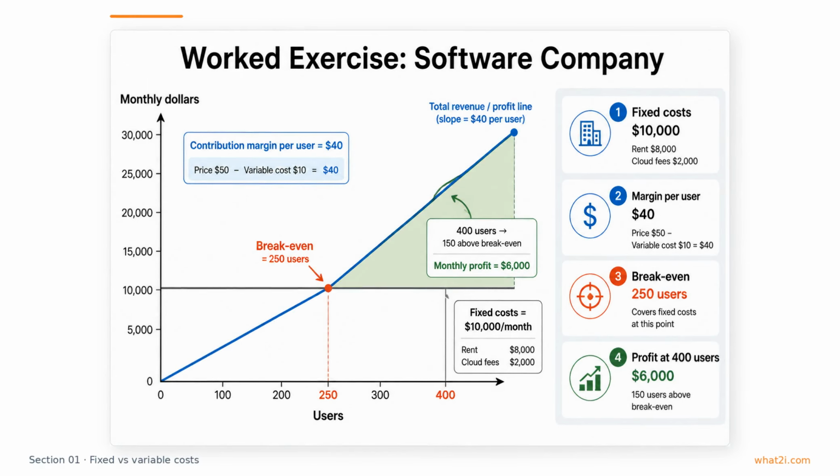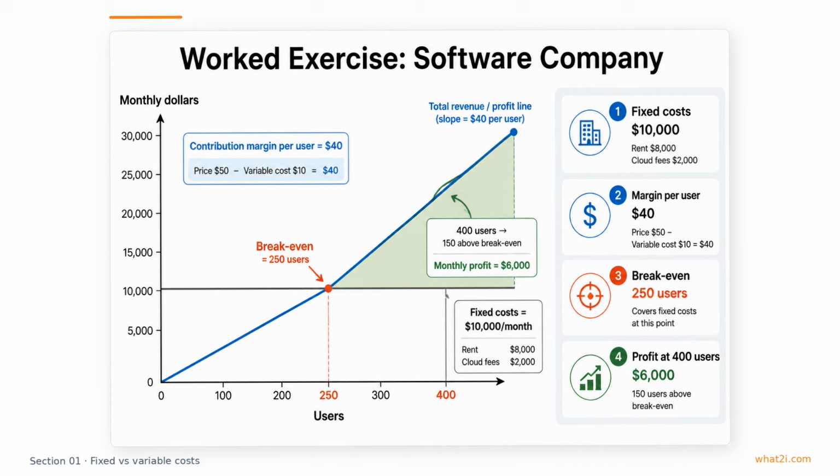The same logic works for a software subscription business, even though the product is digital rather than physical. Suppose monthly fixed costs are $10,000 and each user contributes $40 after variable costs. Break even is 10,000 divided by 40, or 250 users. If the company reaches 400 users, it has 150 users above break even. At $40 of contribution margin each, that produces $6,000 of monthly profit.